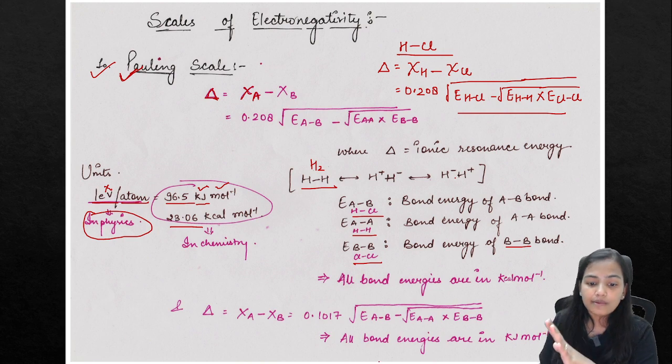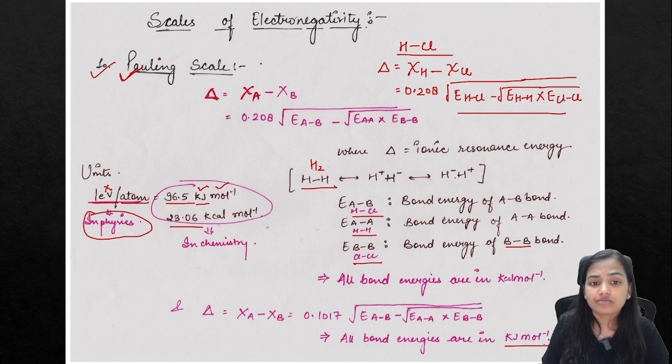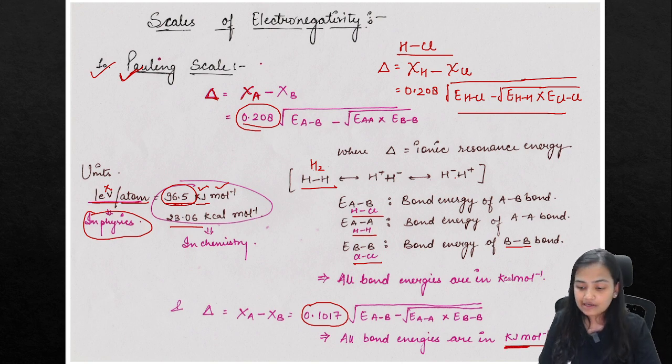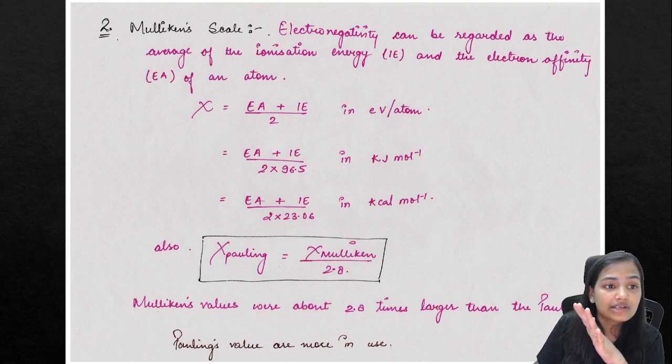So the electronegativity values could be determined in terms of kilojoule per mole. If you multiply this 0.208 by 96.5, you will get 0.1017, and therefore this value will be converted into kilojoule per mole. Got it? Now we have another scale as well, which is known as the Mulliken scale.